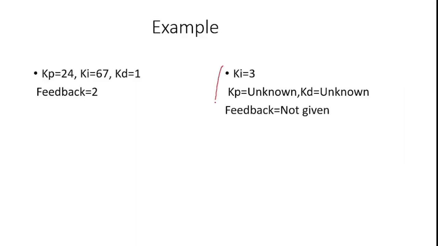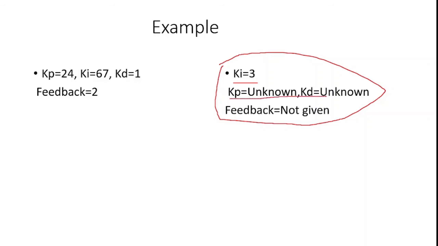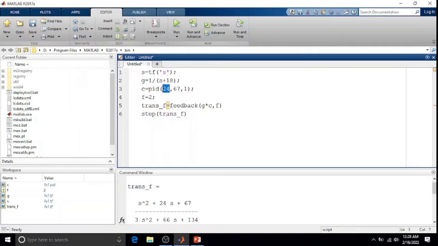Now let's move on to the next example, where you have only one parameter, the integral gain, which is KI, and the other parameters are unknown. So how do you write code for these kinds of scenarios? Since KP was not given, we will assign it as 0, and then KI as 3, and this one will be 0 as well.